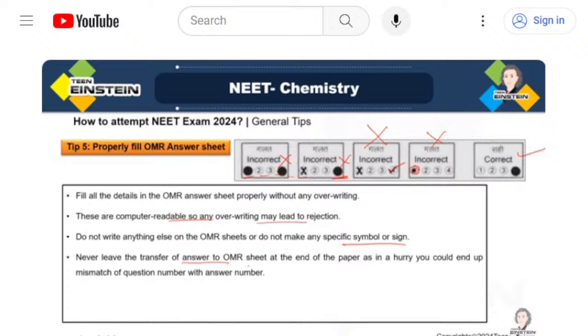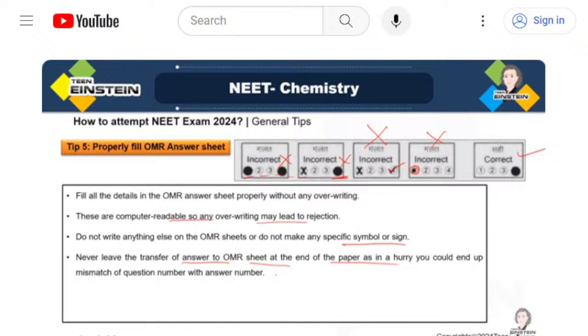Never leave the transfer of answers to the OMR sheet until the end of the paper, as in a hurry you could end up mismatching the question number with the answer number. Suppose you are sure about question number 1, but you write the answer, that is which option, in your rough work. You are not putting it directly in the answer sheet because you think you will do it at the end.